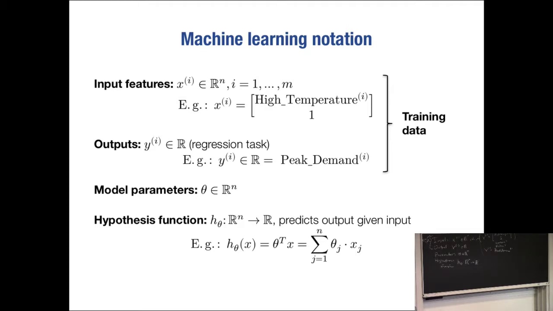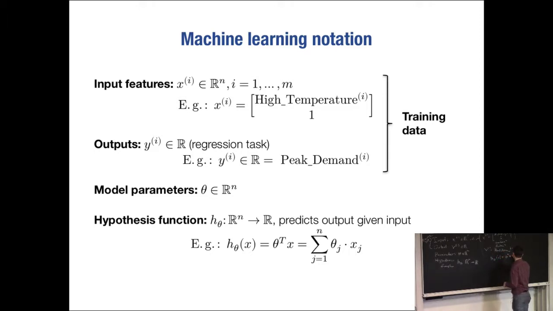Now, let me give a simple example to hopefully make it a little bit more clear. A simple hypothesis function, which is in fact what we're going to focus on entirely today, is called a linear hypothesis function. And that is h theta of x is just going to be equal to the inner product of theta and x. So theta transpose x, where we think of these both as being vectors, that's going to be their inner product.